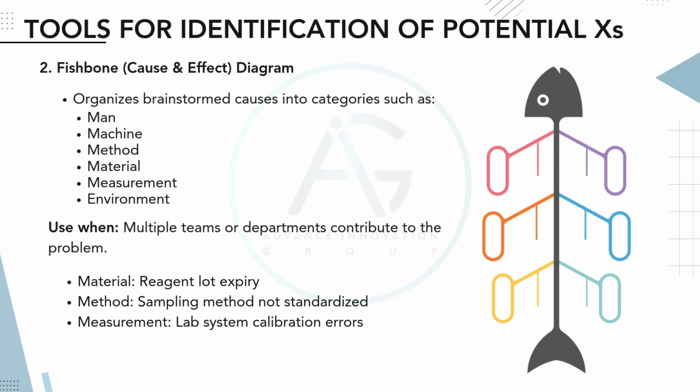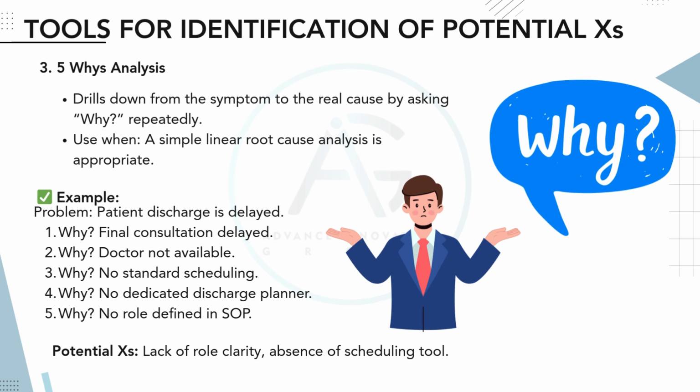The 5 Whys analysis helps us dig deeper from a problem symptom to the root cause by repeatedly asking why. We use this method when a simple linear root cause analysis is suitable. For example, problem: patient discharge is delayed. Why? Final consultation delayed. Why? Doctor not available. Why? No standard scheduling. Why? No dedicated discharge planner. Why? No role defined in the SOP. Potential causes might include lack of role clarity or absence of a scheduling tool.